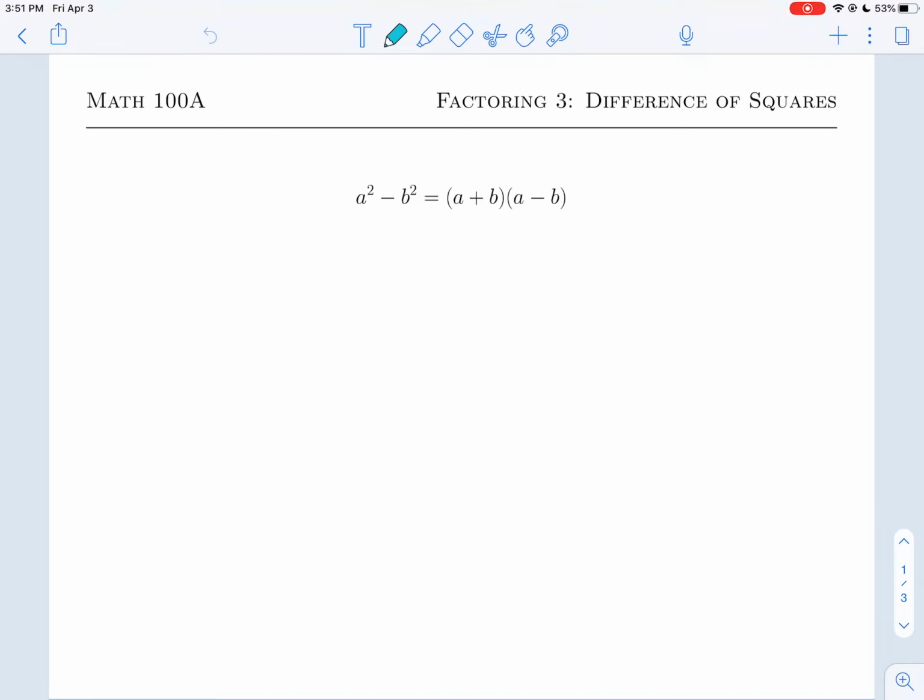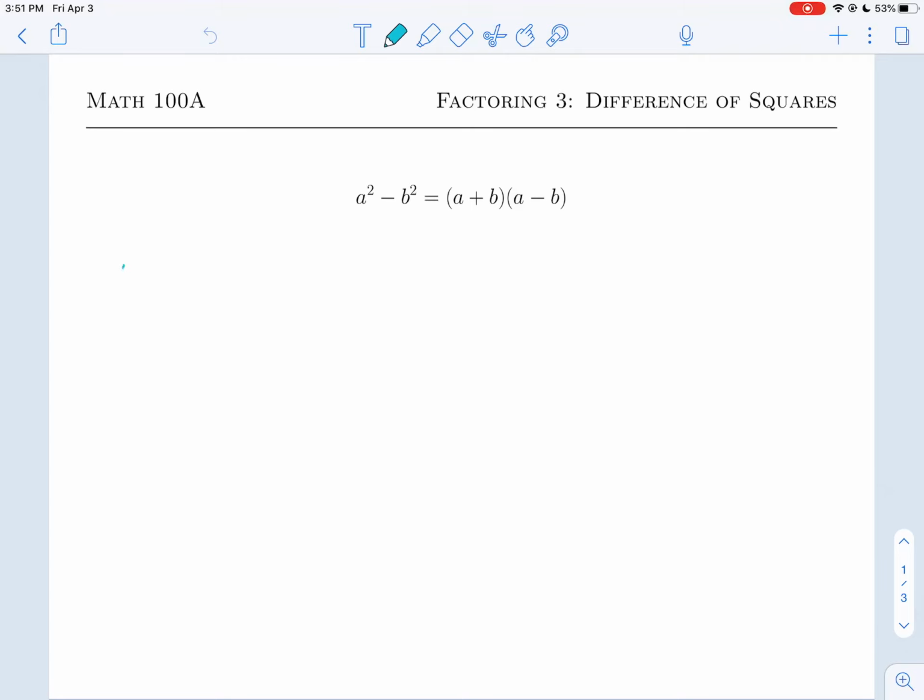Everybody! In this video we're going to be talking about a tool that we can use for one very specific class of polynomials. And that tool is going to be called using the difference of squares. So you'll see we have typed out here that a squared minus b squared is going to be the same as the term a plus b times the term a minus b. So let's start out by convincing ourselves that this is actually true. That this is something that happens.